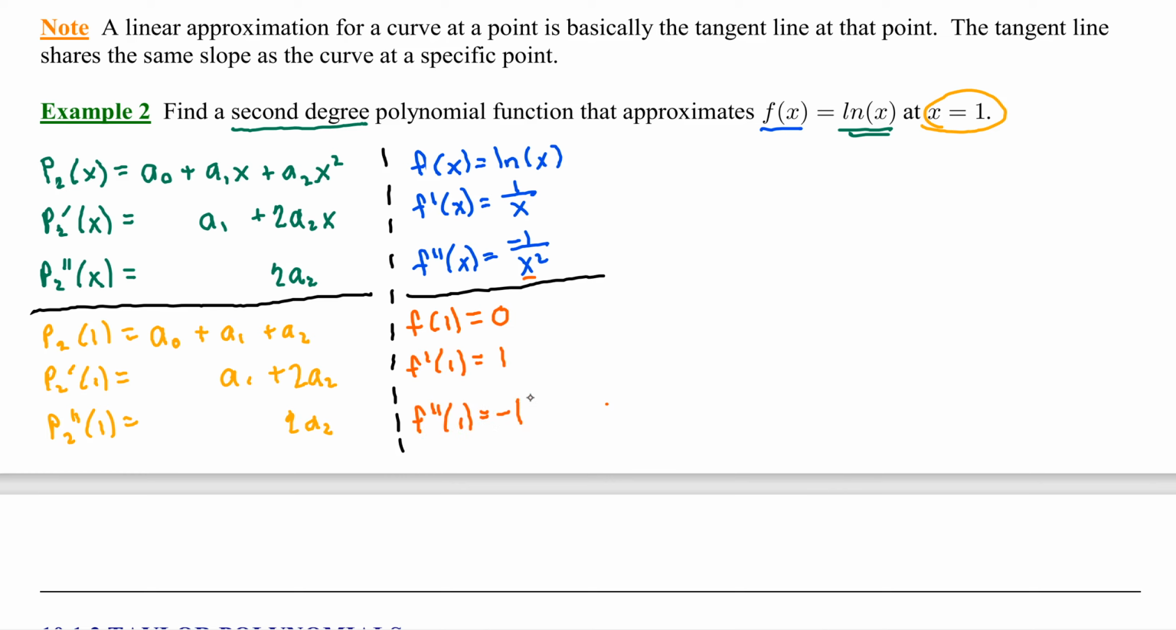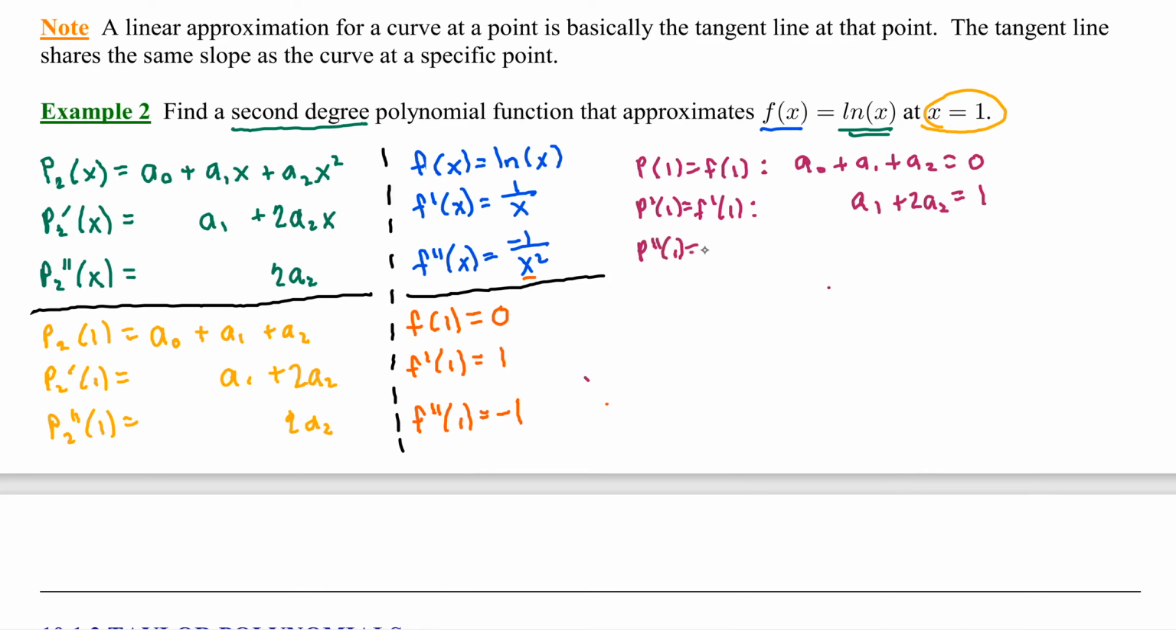We're going to set p of 1 equal to f of 1. This is going to give us the equation: p of 1 is a naught plus a sub 1 plus a sub 2, and we're going to set that equal to f of 1. Similarly, we're going to set p prime of 1 equal to f prime of 1. We're setting up our parabola to match the given elementary function in slope. So I'm taking p prime of 1, setting it equal to what we obtained for f prime of 1.